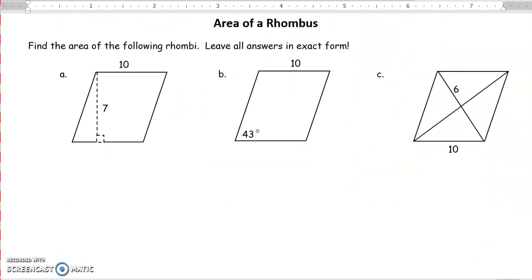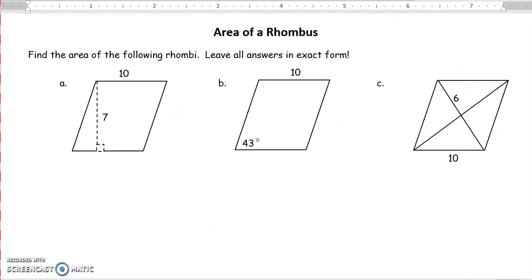And lastly, a rhombus. A rhombus is a parallelogram, so there's nothing new here then. A parallelogram is base times height. So in this case, this is a parallelogram. I have my base, I have my height, and you can just go base of 10 times 7, and there we get our area. I'm going to jump over to C.